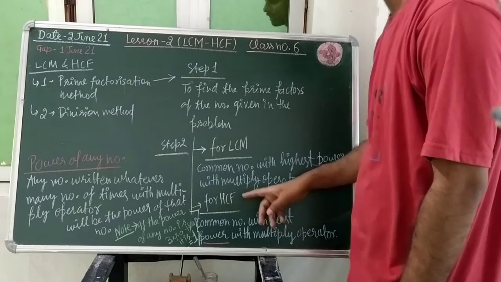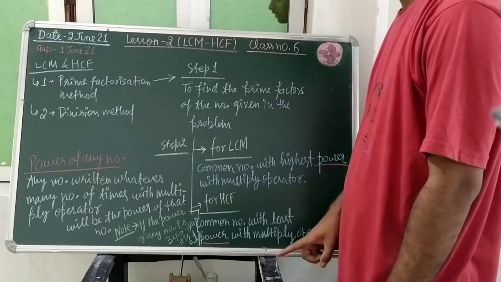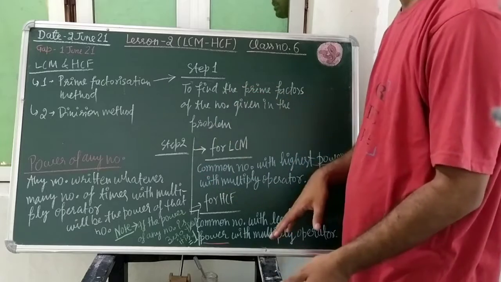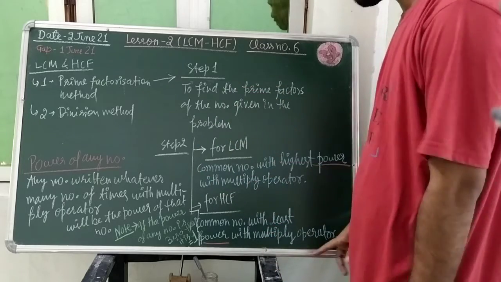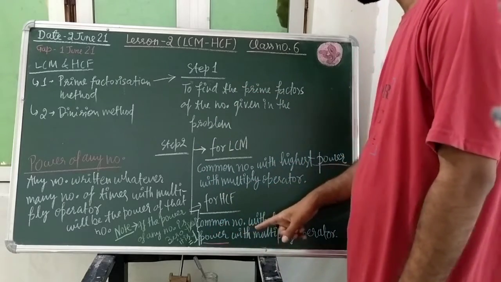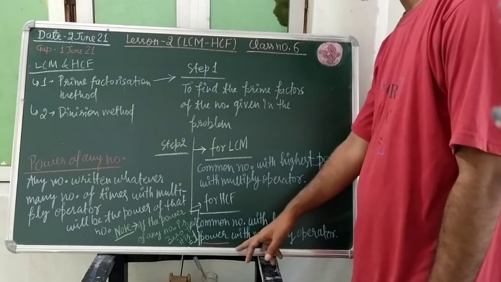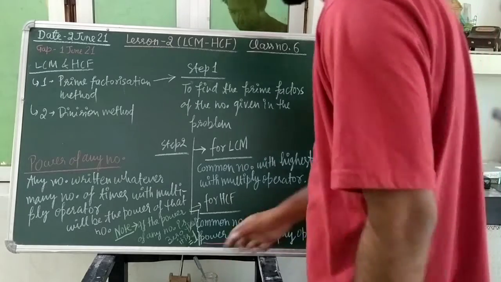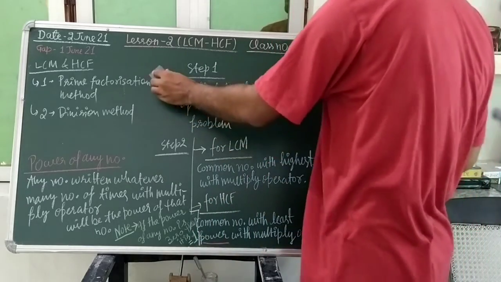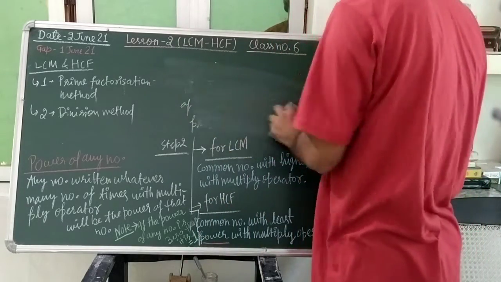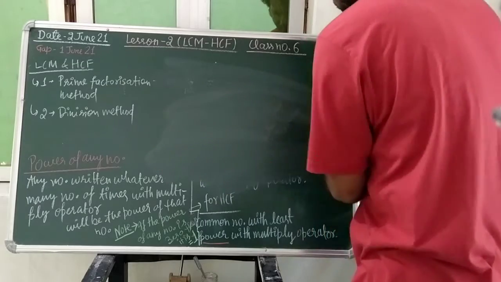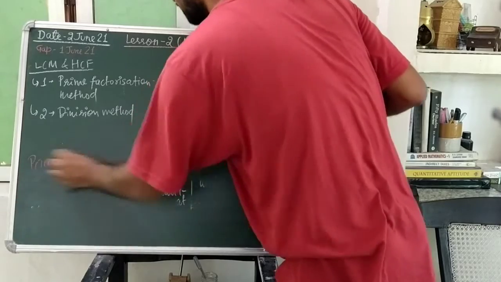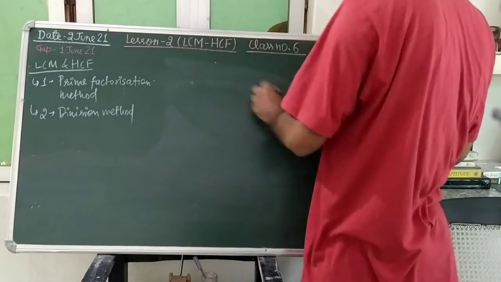And in the case of highest common factor, we shall find out the prime factors, we will write them in terms of power, and we will apply the rule that the common number with the least power is multiplied. This we have seen. Don't worry, when we solve more and more numbers, we will look at it in detail again and again.